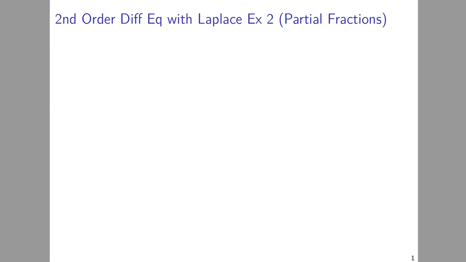In this video, we will split up the fraction 1 over (s squared plus 1) times (s minus 2) using partial fractions. Here, we can't factor s squared plus 1 using real numbers. So in this partial fraction decomposition, we'll look at how to handle a quadratic in the denominator.